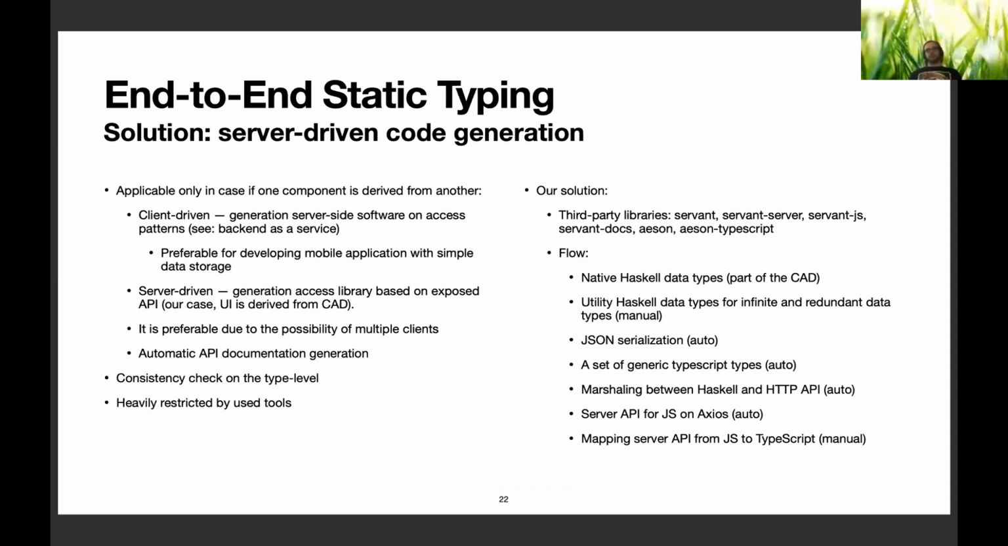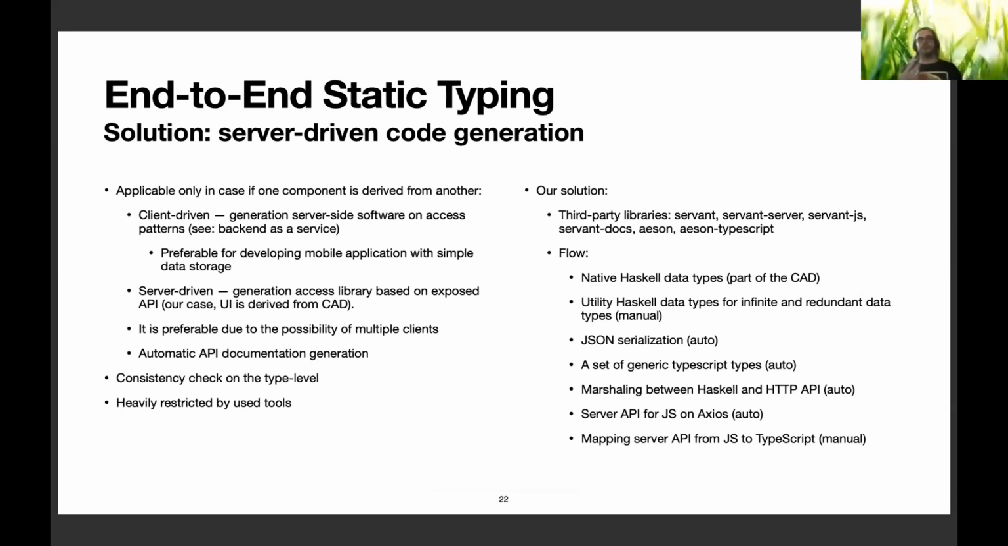Another way is server-driven development, server-driven code generation, when we can define our REST API, and after that we can automatically generate what data, what access methods we have to that API, and what data can be sent and received by this API. Also, that approach allows us to implement multiple clients, which is a common requirement, but not for our task, and to generate API documentation for the software.